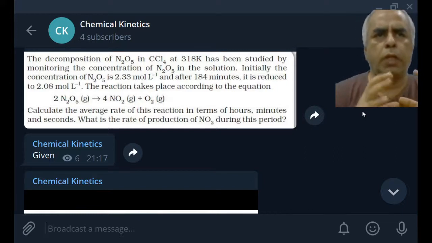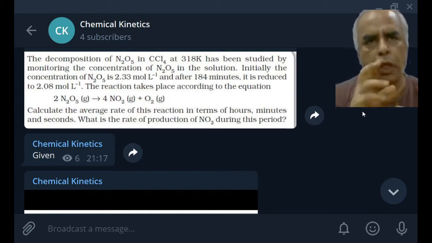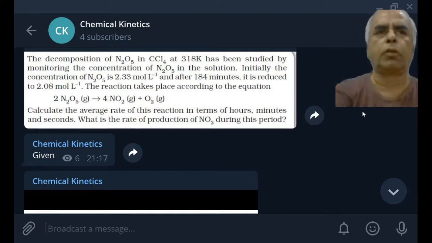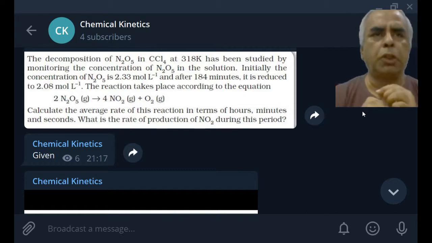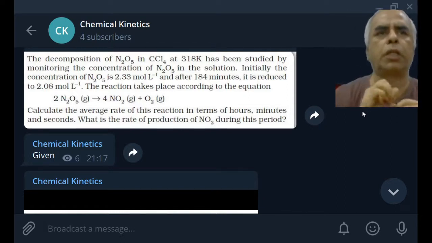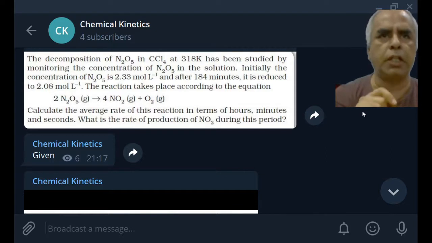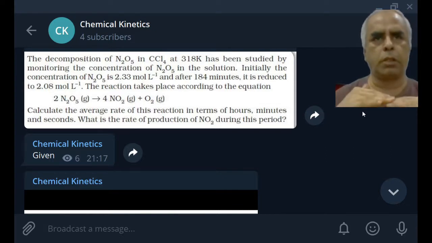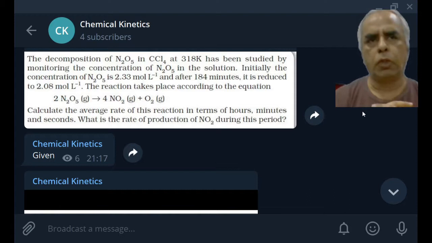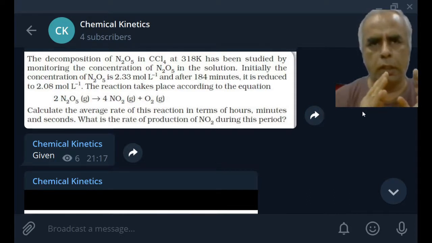When you are asked some question, you try to ask yourself so many questions from the question. The decomposition of N2O5. So what is decomposed here? N2O5 is decomposed. Where? In CCl4, at what temperature? 318 Kelvin. Now this is kinetically studied by monitoring the concentration. As I already said, in kinetics we always worry about the speed of the reaction.